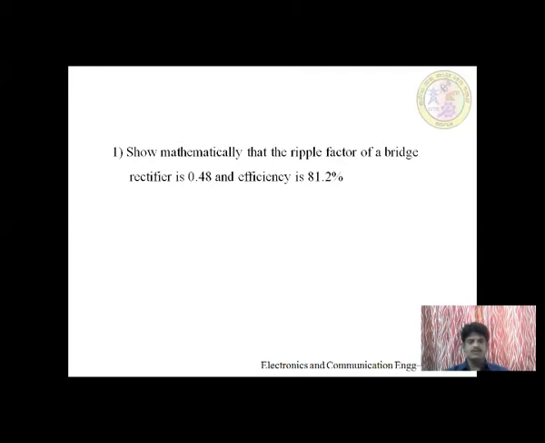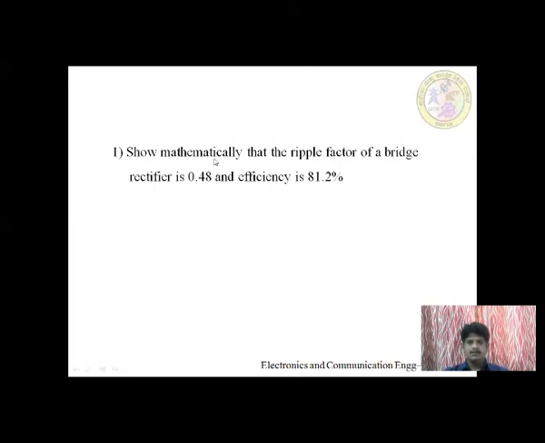So first one, let's go through the question. It is given as: show mathematically that the ripple factor of a bridge rectifier is 0.48 and efficiency is 81.2 percent. So it is asking for the ripple factor of the bridge rectifier, and you want to prove mathematically that the ripple factor is 0.48 and efficiency is 81.2. Just think for a second.